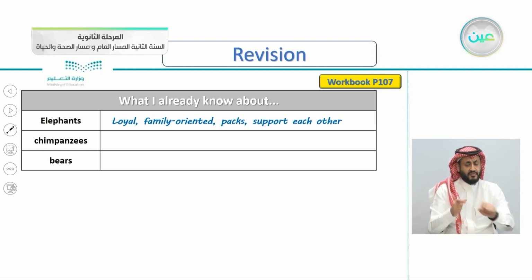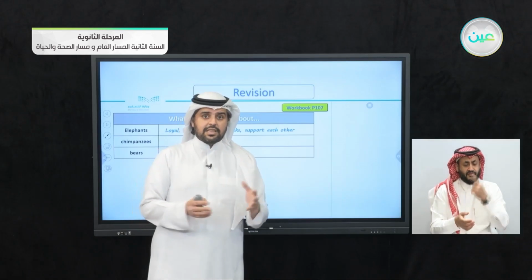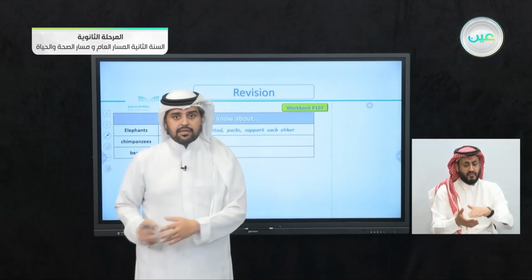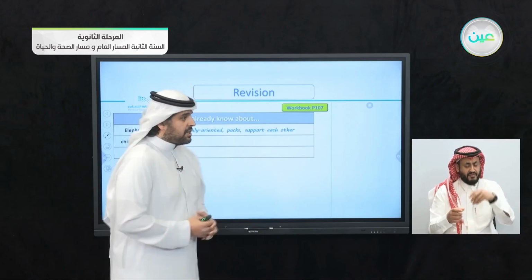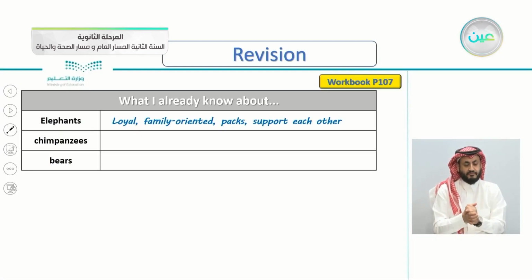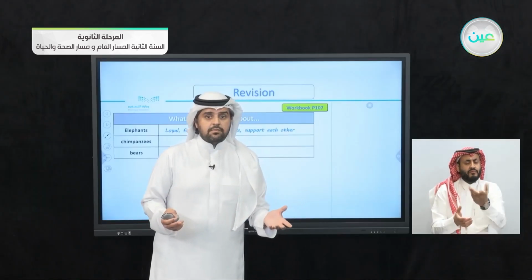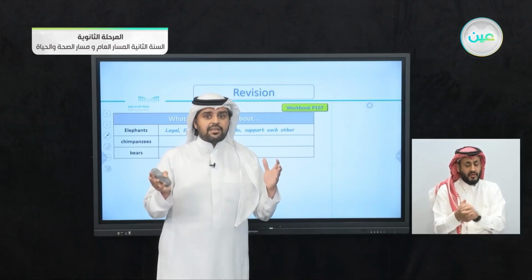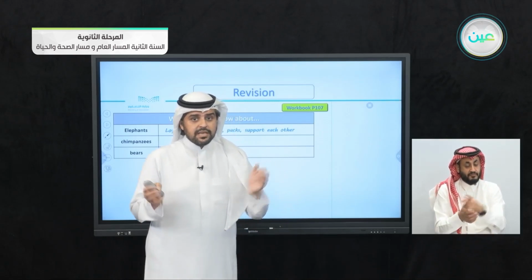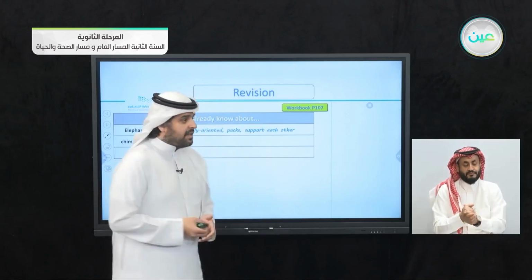They are like a family. Each elephant will support each other. Just like in the picture, you can see the big elephant and the baby elephant. He is supporting him. So loyal, family-oriented. They move in packs. They support each other. What else do you know about elephants? Are they small or big? Yes, they are very big, actually.